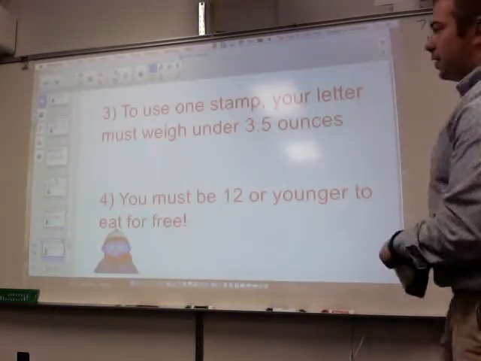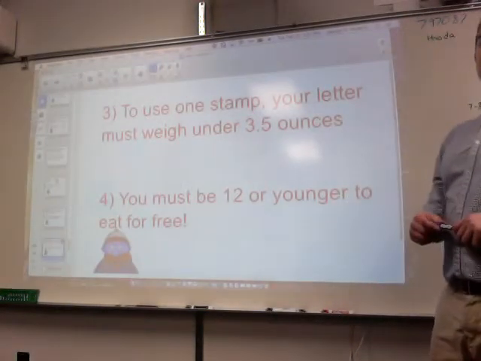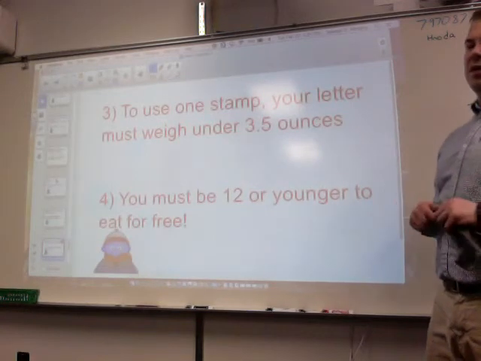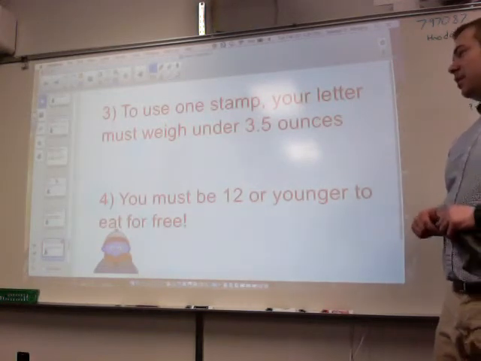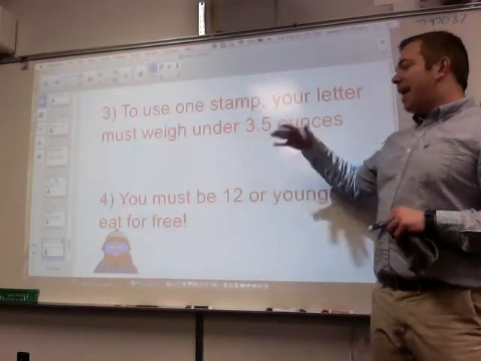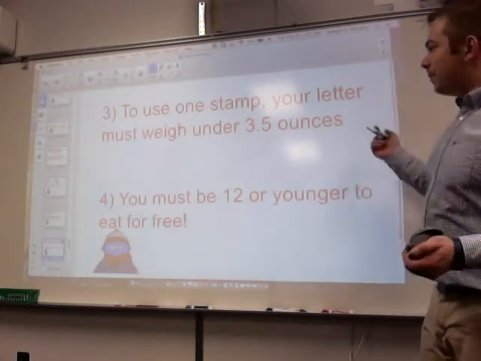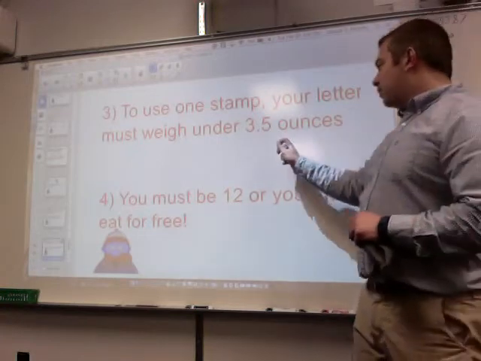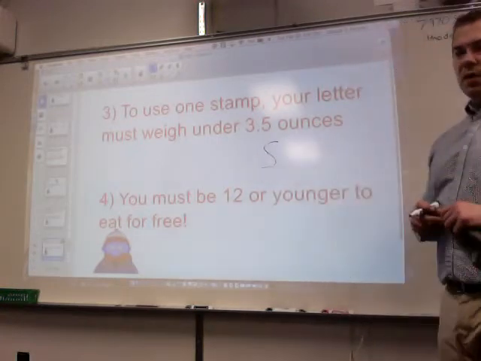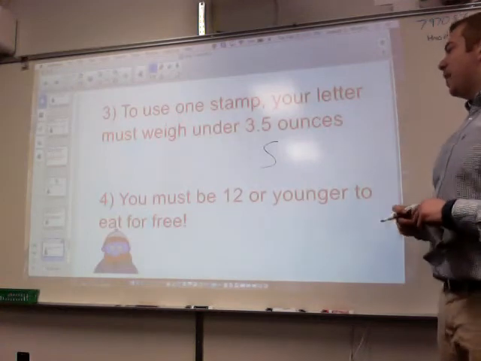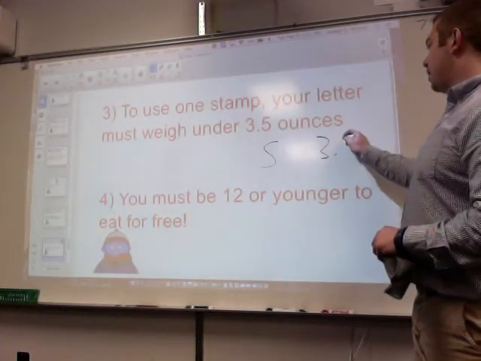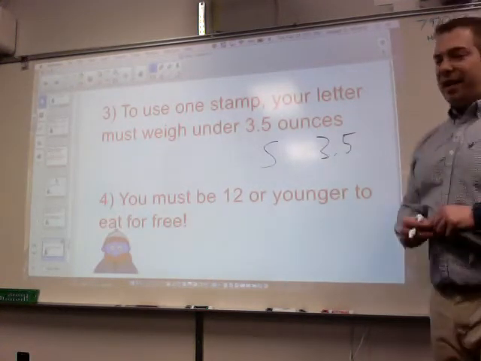All right, a couple more stories here. To use one stamp, your letter must weigh under 3.5 ounces. Not 3.5 and under, 3.5 ounces. So to use one stamp, so I'll use S as my variable. To use one stamp, you have to do something with 3 and 5/10 or 3.5.